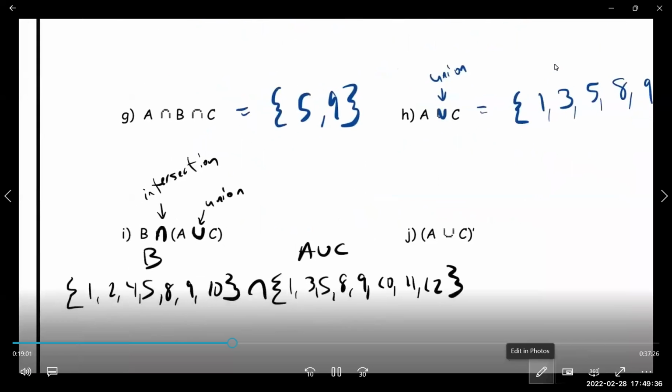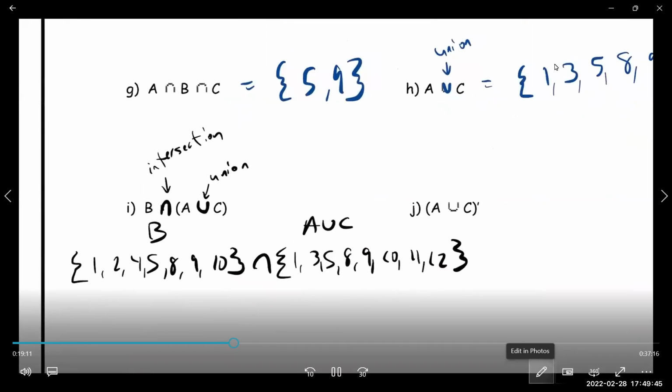All right. And then the intersection, that means you only want the ones they have in common. So anybody see anything in common? 1, 5, 8, 9, and 10. Yeah, that looks like those are the ones in common. So that would be our final answer. So our final answer is going to be the set 1, 5, 8, 9, and 10. That is it.